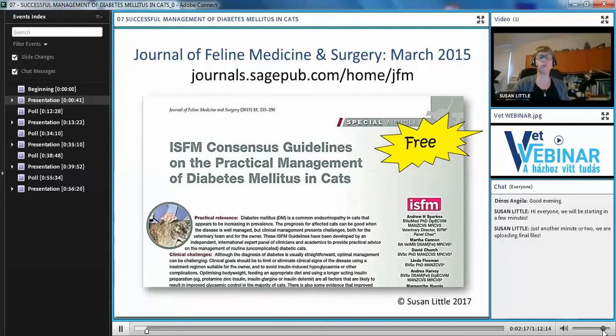I do want to remind you, or let you know if you haven't already seen it, that the International Society of Feline Medicine produced some consensus guidelines from an international panel of experts in diabetes, and this was published in March of 2015. So it's a very current and up-to-date document, and I do like the fact that they made it as practical as possible. And you can download this for free from the web address that's on the slide.